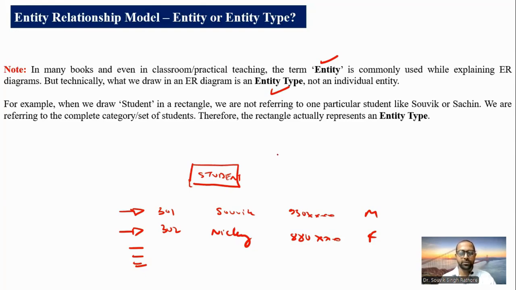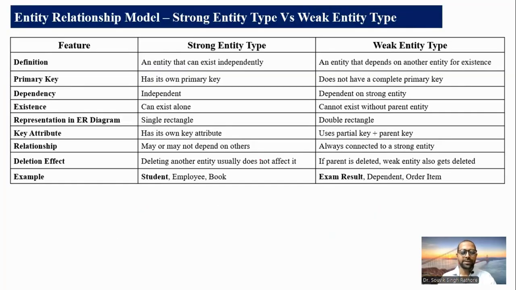So don't get confused. Even when you hear both of these terms, just remember the technical difference. Now that we have understood what entity type is, let's move on to another important classification. Not all entity types are the same. Some can exist independently, while others are dependent on another entity type. This creates the classification of entity types into strong entity type and weak entity type.